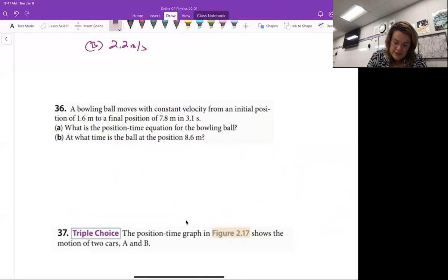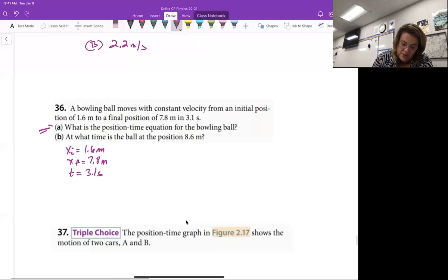For 36, I have a bowling ball. It moves with a constant velocity from an initial position of 1.6 meters to a final position of 7.8 in 3.1 seconds. This one's a little bit more challenging. So here we go. X initial is equal to 1.6 meters. X final is equal to 7.8 meters. And they told me that the time to do that was 3.1 seconds.